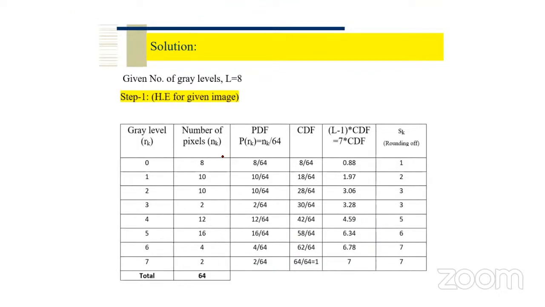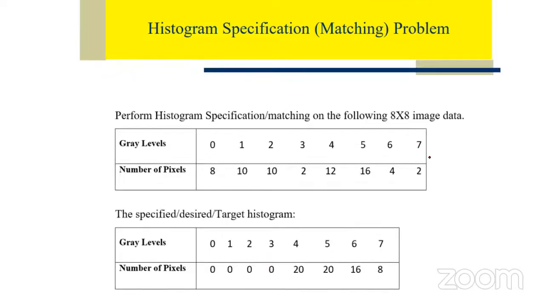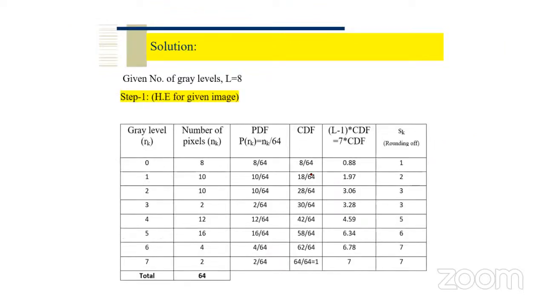Step 1 is similar to what we applied in yesterday's session: histogram equalization for the input image. We know how to apply histogram equalization for the input image, so I don't want to explain it once again in detail; you can go through yesterday's class recording. You take the gray levels and number of pixels, find the probability density, find the CDF, make the transformation L-1 times CDF, and round off. These are the histogram equalization steps we discussed yesterday. If you have any doubt, put a message in the chat box and I'll explain again, but no need to waste time on this once again.